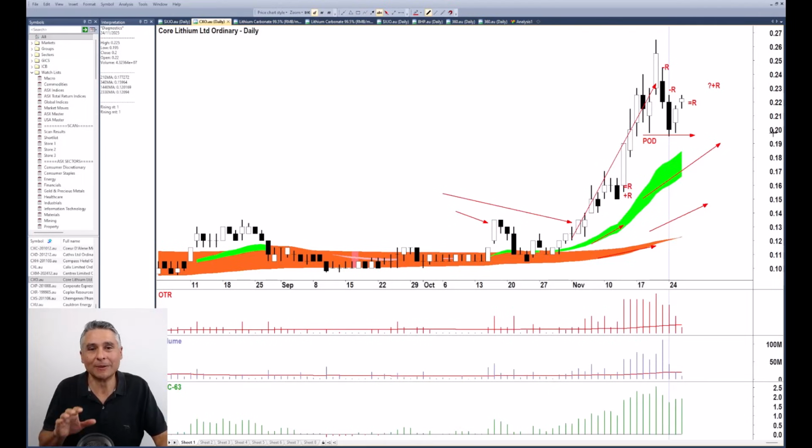Please, ladies and gentlemen, I wish I could cover the price, because the price is irrelevant. Oh, I can't buy Core Lithium now. I mean, I sold it at 22.5 and now it's 24. I mean, why would I? Forget the price. Plus R, equals R, minus R. Analyze, accept, act. Let's keep moving.